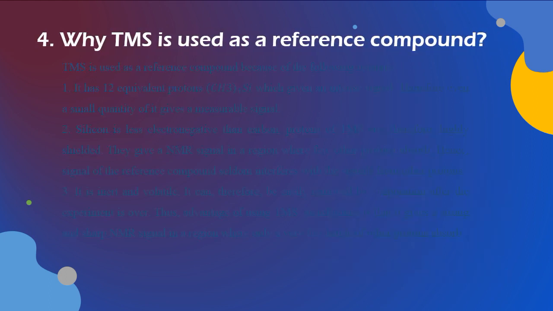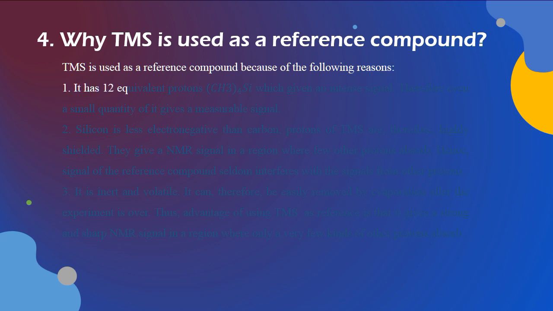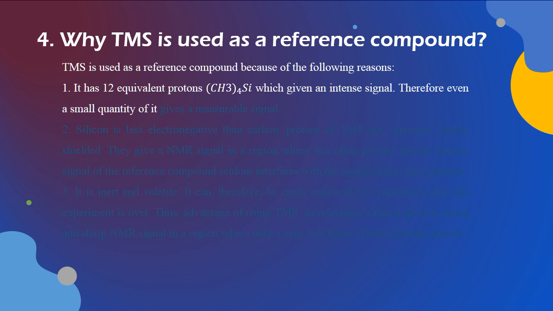Why is TMS used as a reference compound? TMS is used as a reference compound because of the following reasons. Number 1. It has 12 equivalent protons, which give an intense signal. Therefore, even a small quantity of it gives a measurable signal.